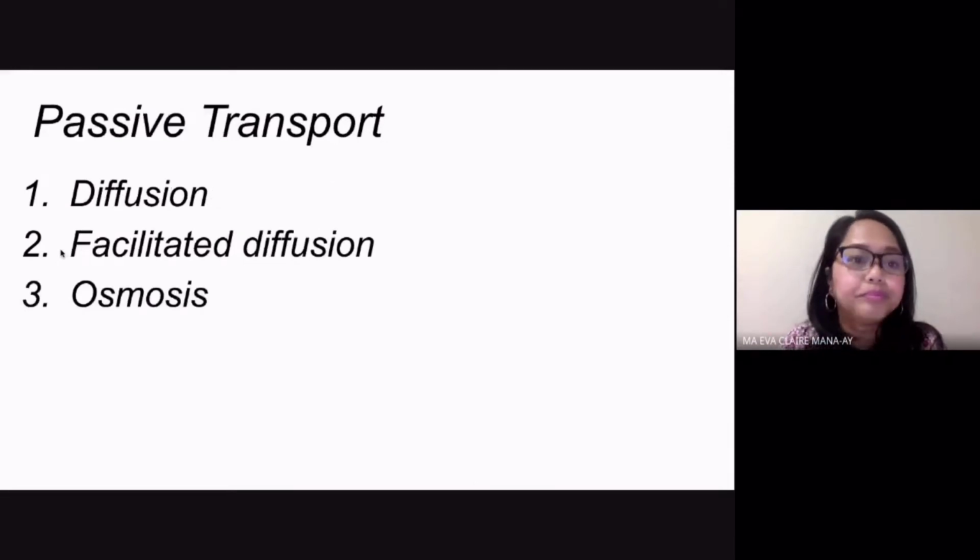Now, we've also talked about the different types of passive transport that you have. When you say diffusion, this is just the transport of materials from an area of higher concentration to an area of lower concentration. Now, sometimes we use the term simple diffusion. We sometimes use the term simple just to differentiate simple diffusion from facilitated diffusion.